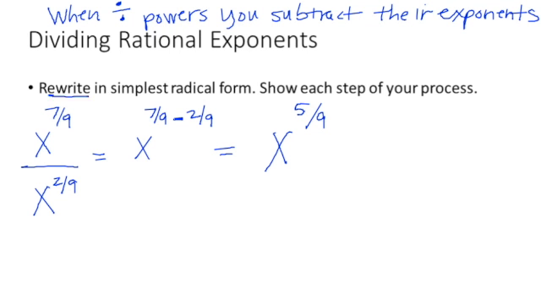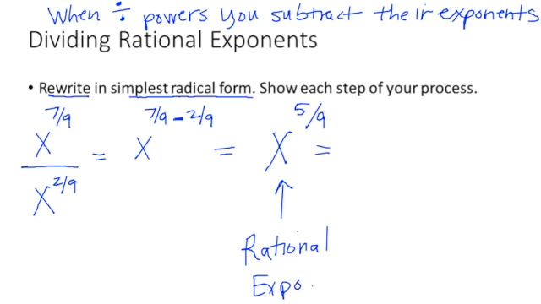Rewrite in simplest radical form. This is currently in rational exponent form. The question is asking for our answer to be in simplest radical form. Okay, so 5/9 does not simplify. That is, it's as simple as it gets. So the denominator becomes the index, and the numerator is the power of the radical.